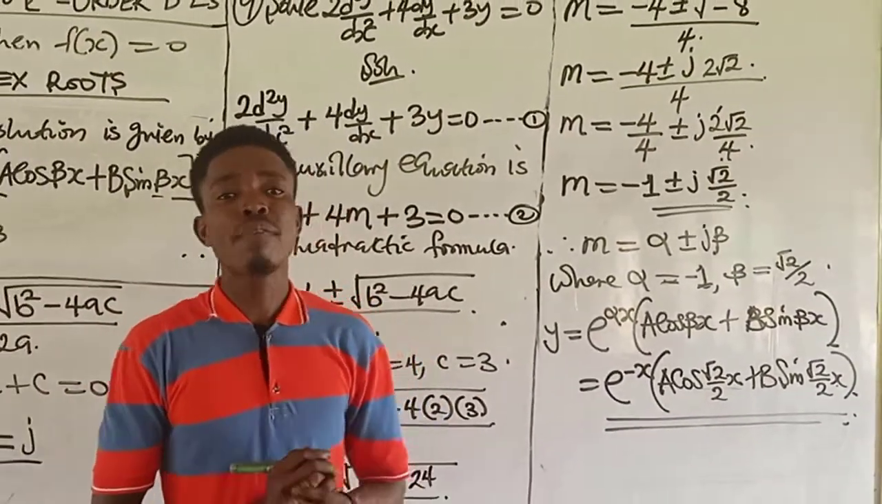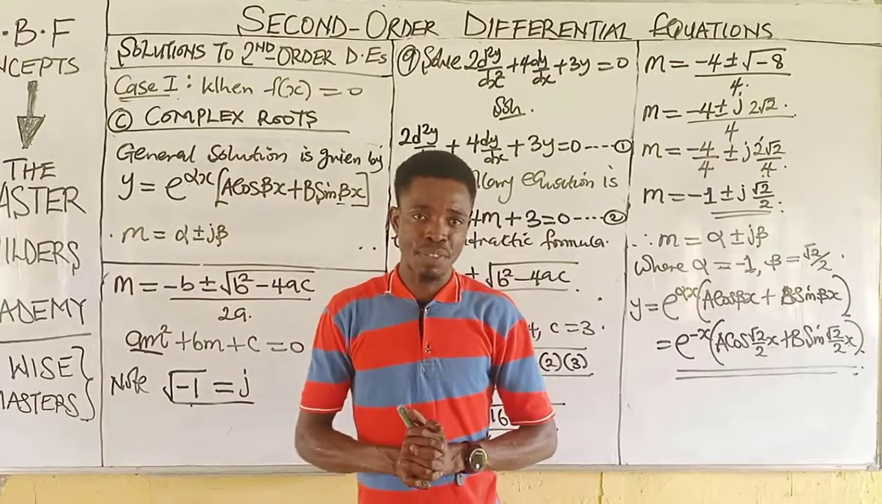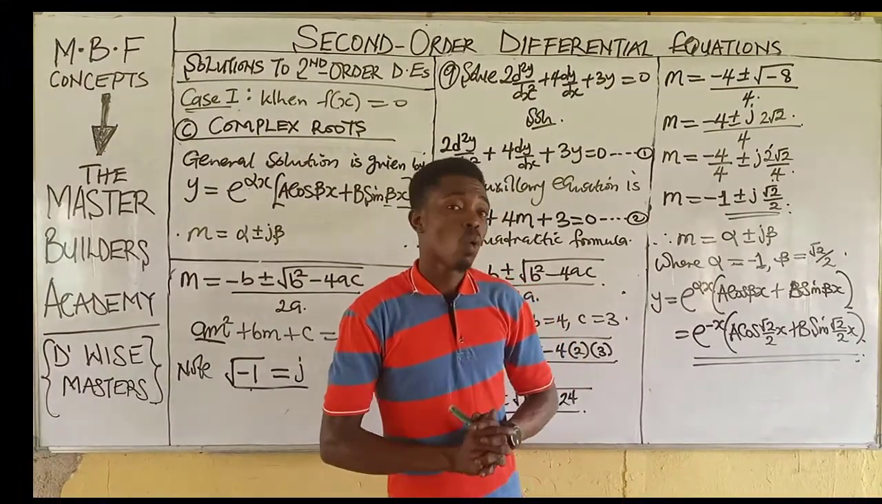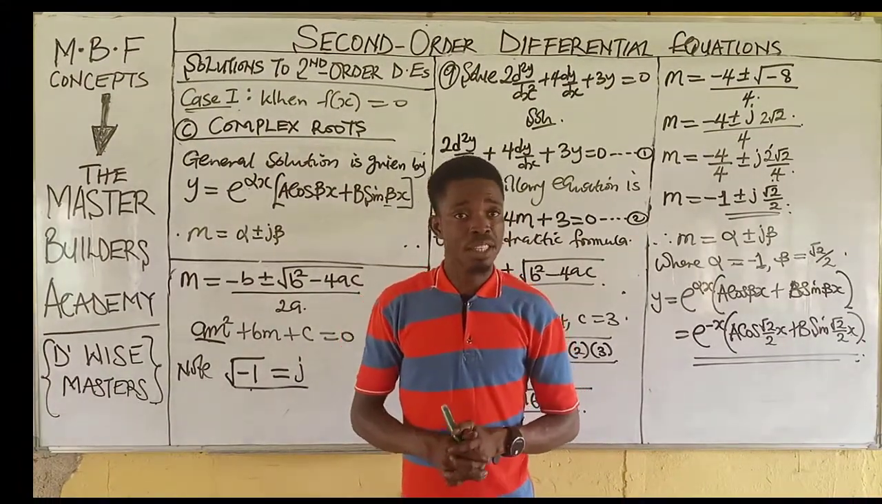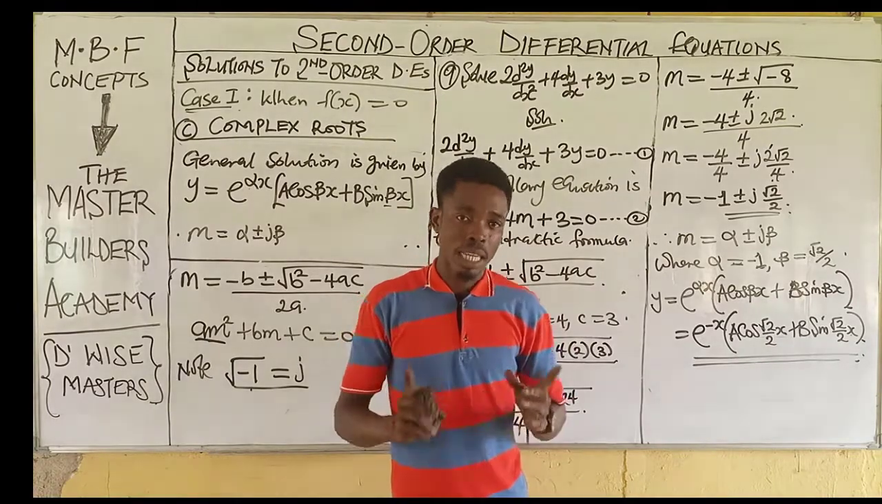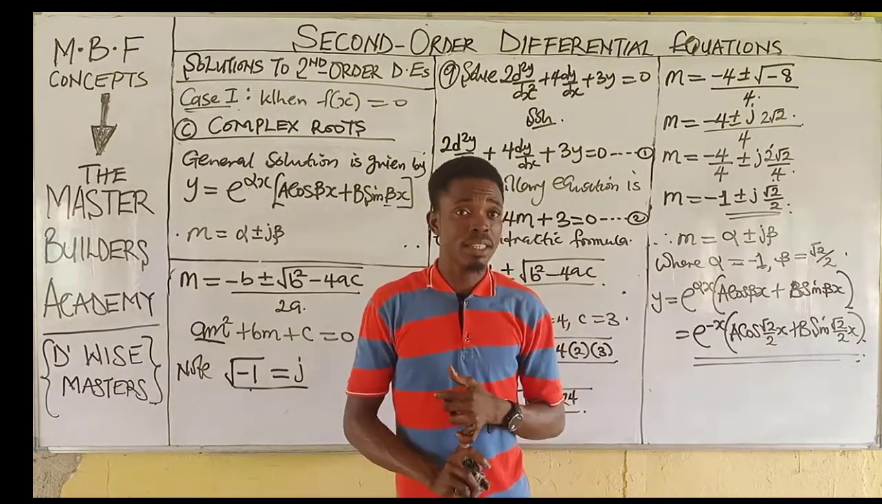So guys, we have only one category left under case 1 when f of s is equal to 0. That category, we are quickly going to look at it very shortly.